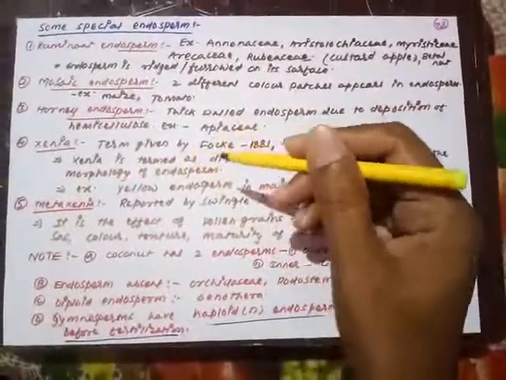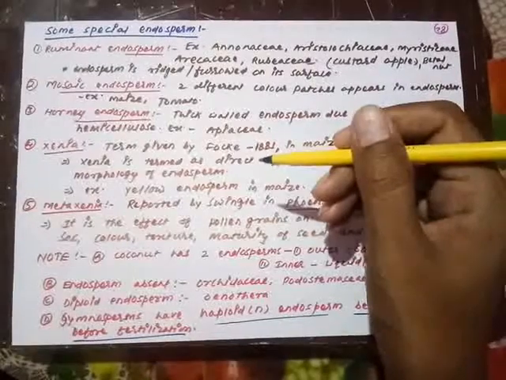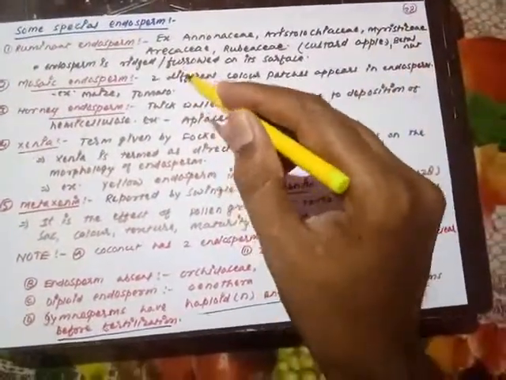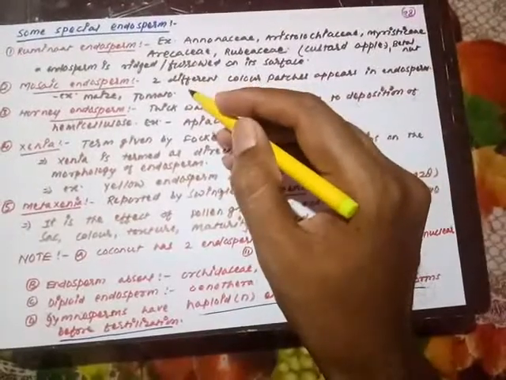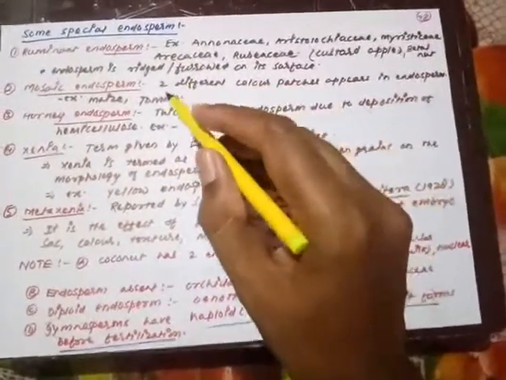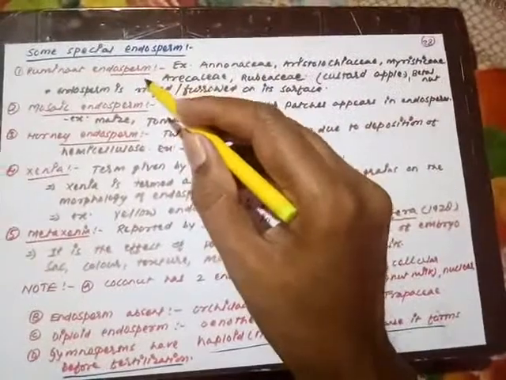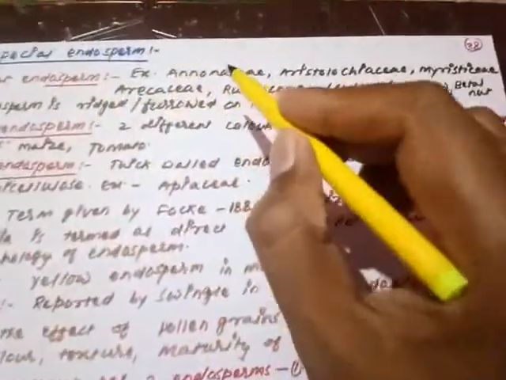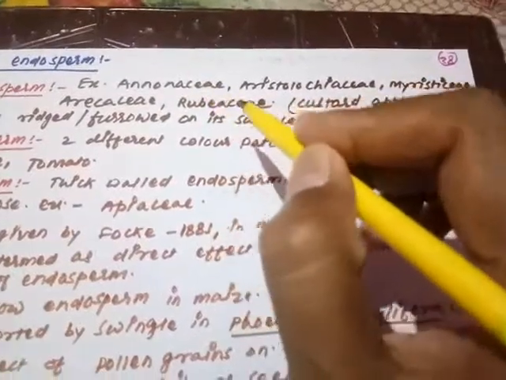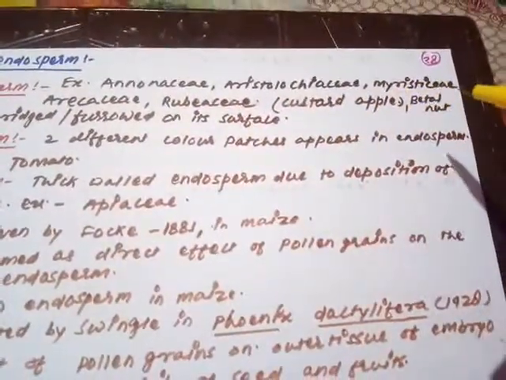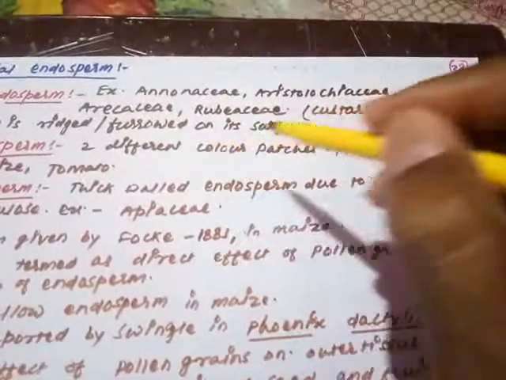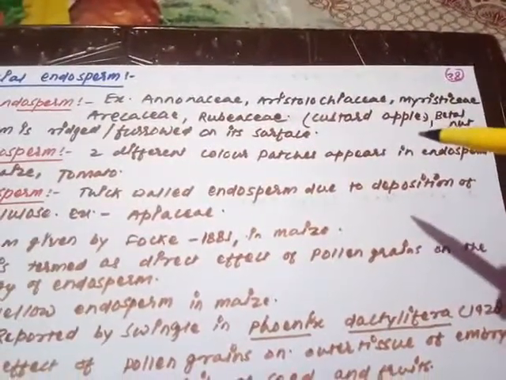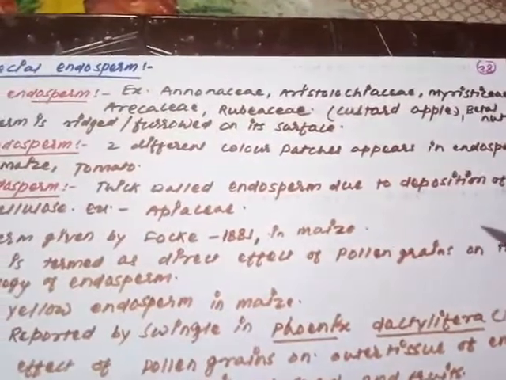So after these three basic types of endosperm, nuclear, cellular and helobial, now we have some specific properties of the endosperm, or we can say some specific endosperm. The first type of endosperm is called ruminant endosperm. Ruminant endosperm is the property of families Annonaceae, Aristolochiaceae, Myristicaceae, Ericaceae, Rubiaceae. The best examples to understand that kind of endosperm are the custard apple and the betel nut.